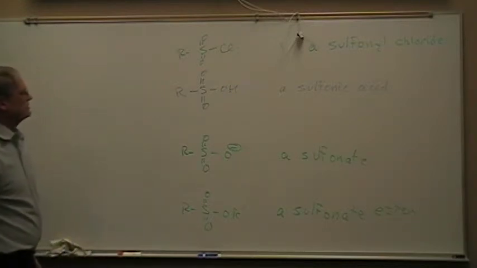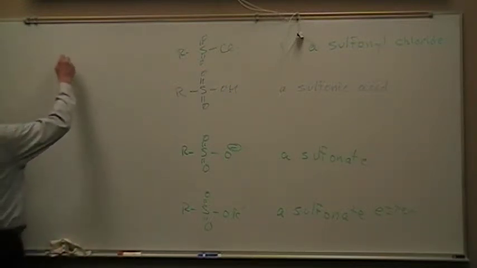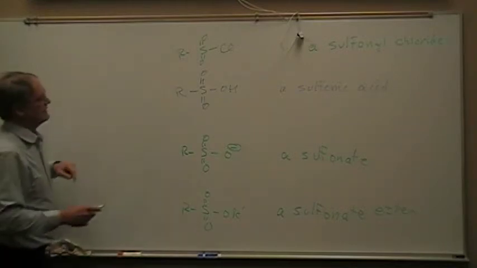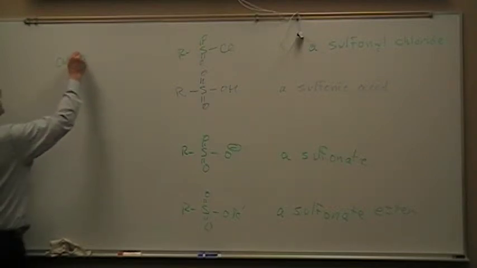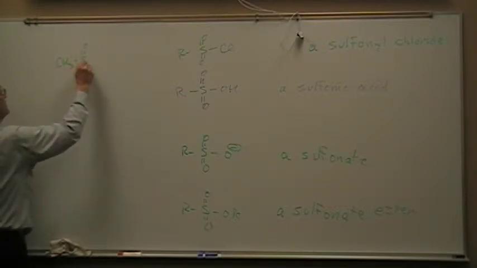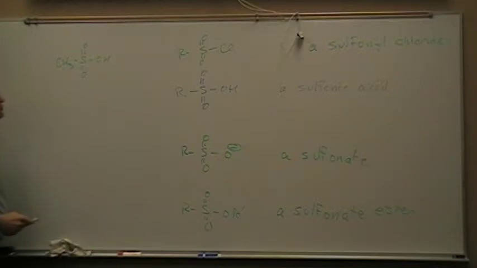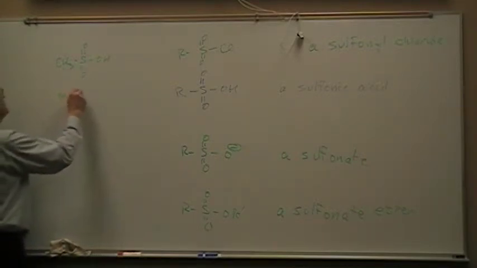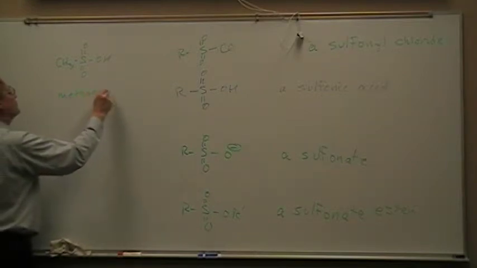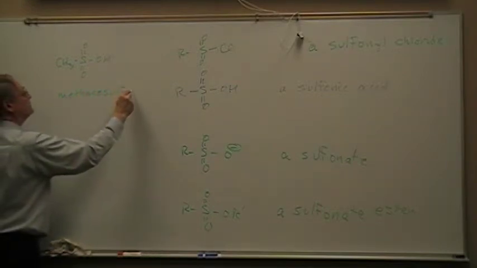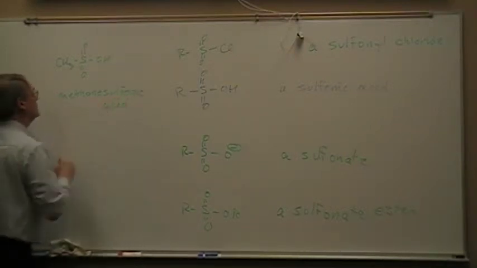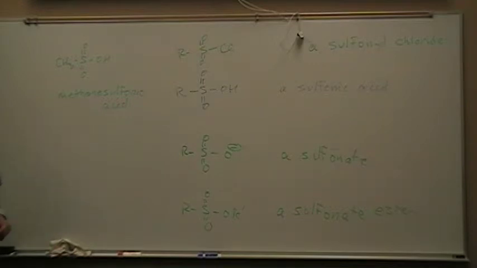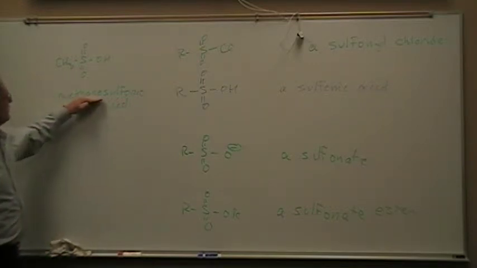The ones that you will see most commonly are, and I'm going to go ahead and use the sulfonic acid, but the rest of them obviously are related. We could have a methyl group directly attached to the sulfur, in which the specific name of this compound is methane sulfonic acid, no space. Methane sulfonic acid.